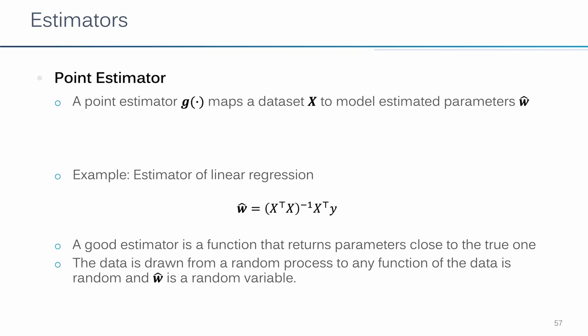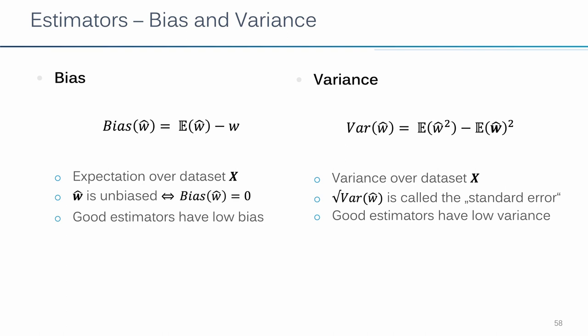Okay. And yeah, the data is drawn from a random process, of course, and the W is a random variable. We had that before. So bias and variance are two measures that you want to keep low when training machine learning models. The bias is just the expectation over the data set minus the parameters. So when W hat, our estimated parameters, are unbiased, that means the bias of the parameters is zero. Okay. And yeah, good estimators have low bias.